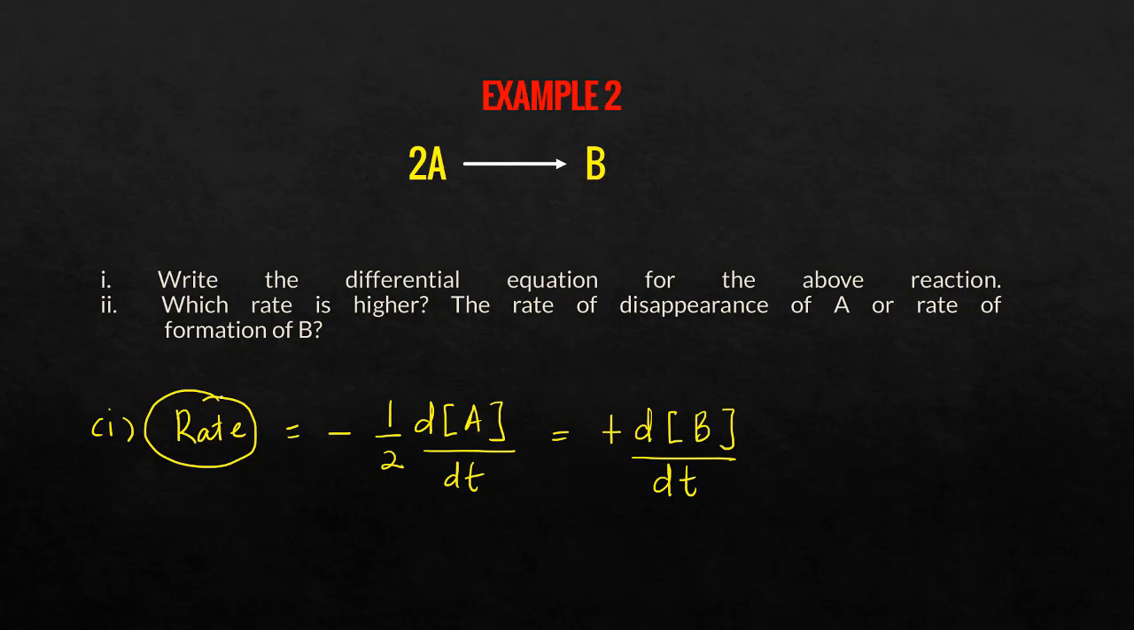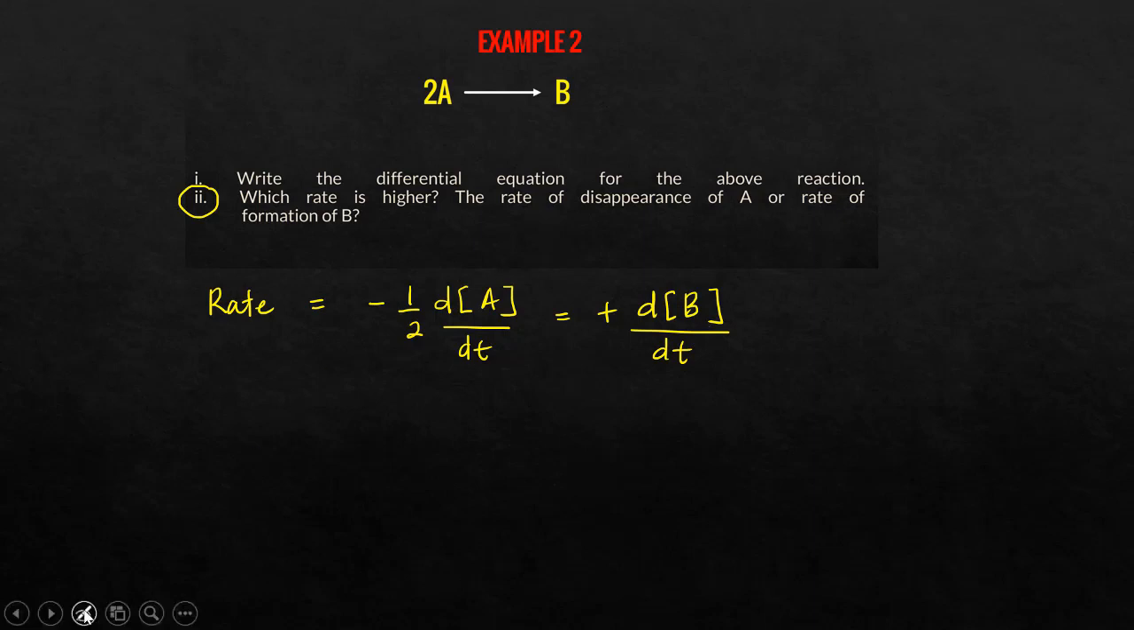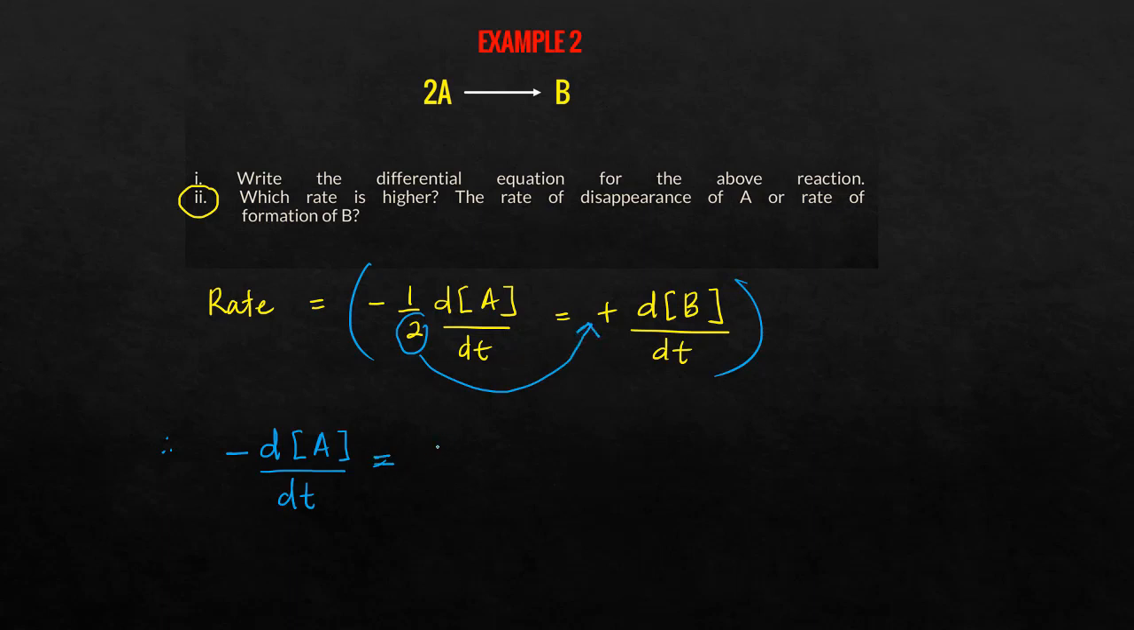Okay, question number 2. Which rate is higher? The rate of disappearance of A or rate of formation of B? 1/2 the concentration of A over dt is equals to positive the concentration of B over dt. Baik. So sekarang, kalau saya tulis begini. Okay. Sebab dia tanya, rate of disappearance of A yang higher or rate of formation of B yang lagi tinggi. Jadi kita kena tengok relationship itu, berapa kali ganda tu. Okay, jadi katakanlah yang ni saya pindahkan. Saya tukar macam ni. Therefore, negative the concentration of A over dt is equals to, 1/2 ni darab silang ke sini, equals to what? You tengok kat sini, 2 times the concentration of B over dt.